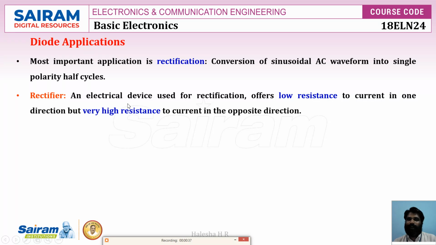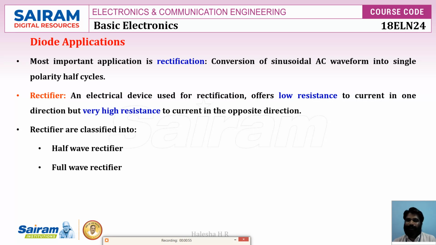So rectifier is an electrical device used for rectification. That means it offers low resistance to current in one direction and offers high resistance to current in the opposite direction. Again, rectifiers are classified into half wave rectifier and full wave rectifier. Half wave rectifier allows only one half of the input cycle, and full wave rectifier allows both positive half as well as negative half of the input waveform.